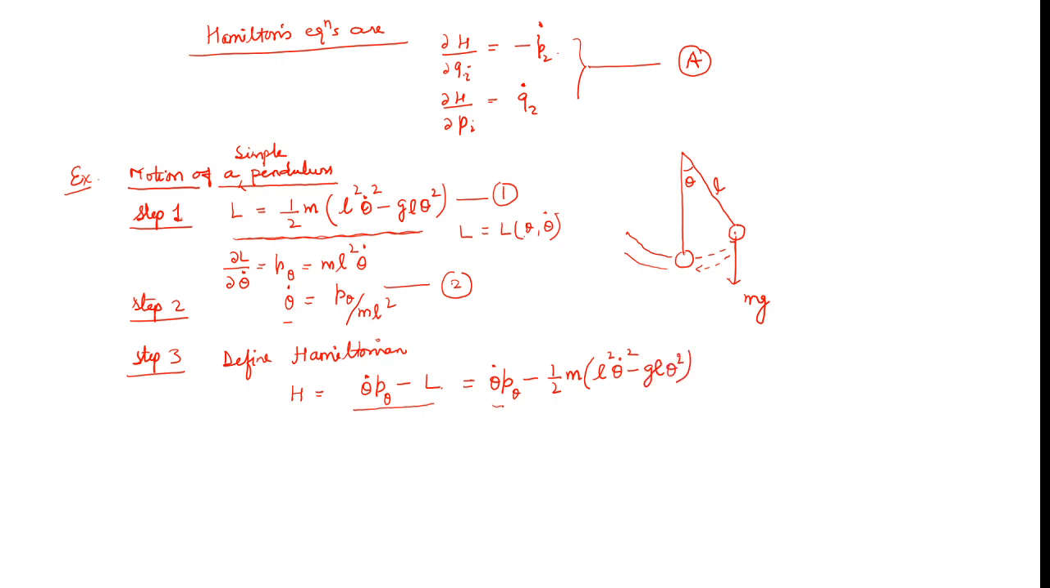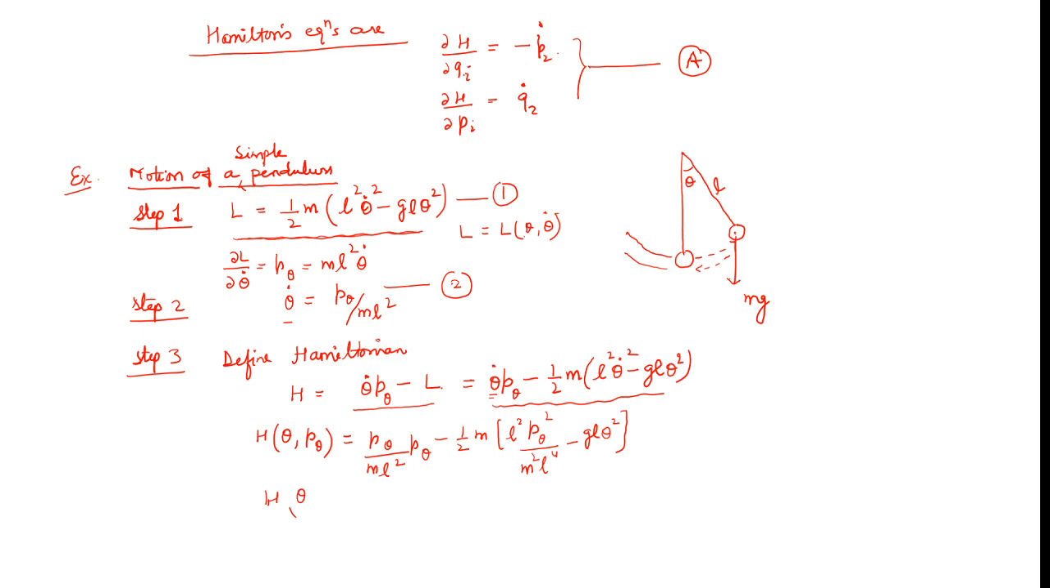In this expression, you have theta dot. But for the proper expression of H, H should be a function of theta and p theta only. t is not here, so I am not writing t in H. H is not a function of time. Now, I'll replace this theta dot by p theta upon ml square. Then again p theta minus half m l square, and again theta dot square, so it will be p theta square upon m square l to the power four, minus mgl theta square. I'll solve it and find my H.